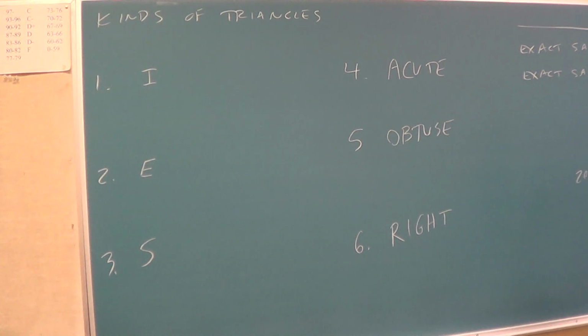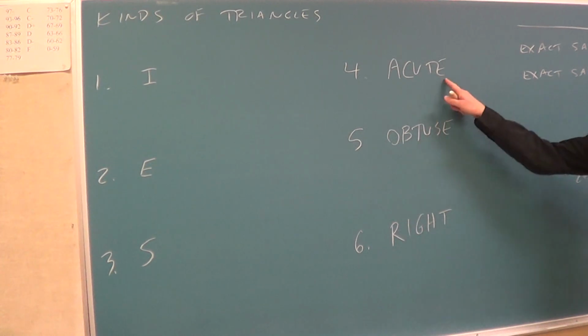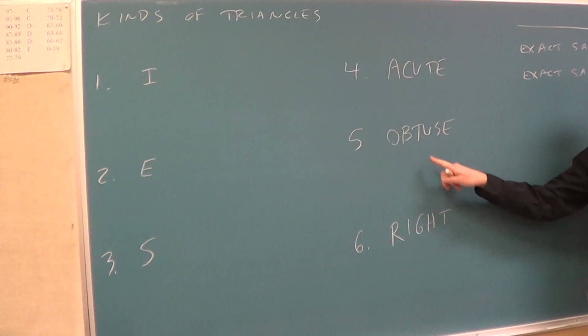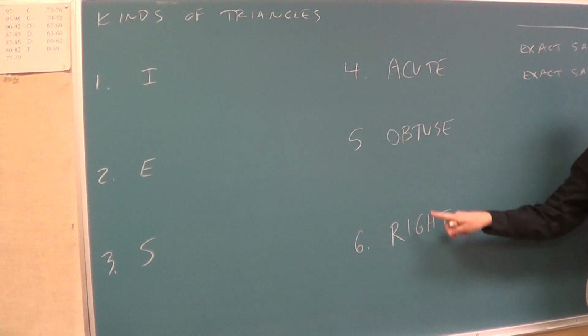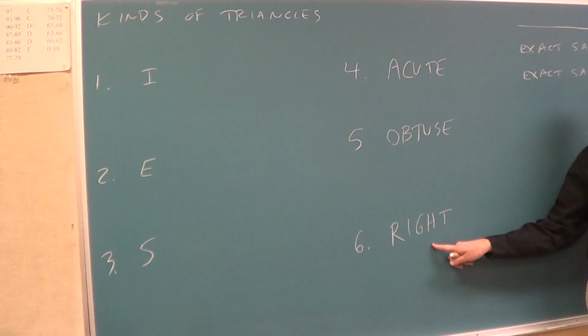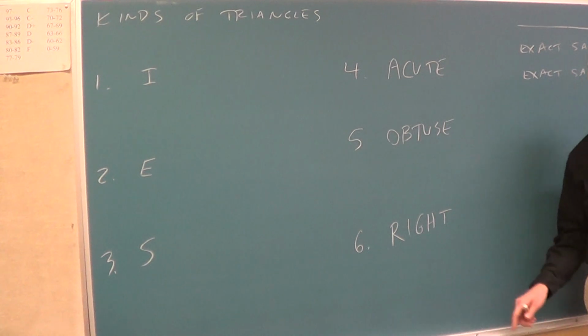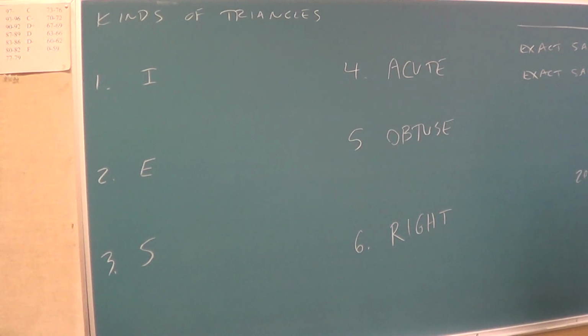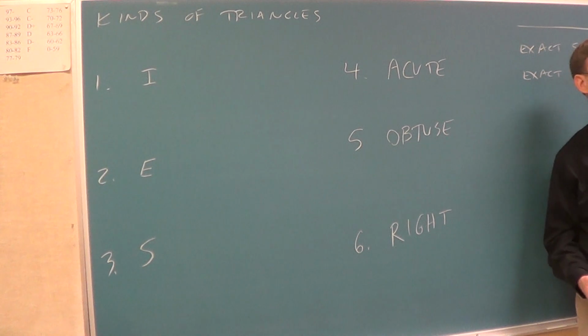If you're still on page 260 or 261, every triangle that they drew on 260 and 261 is one of these 3 types. Does anybody know what every single picture on 260 and 261 is, and which type of triangle? Anybody a shot? They're all right triangles. Why are they all right triangles? Anybody have a thought? What makes a right triangle be a right triangle?